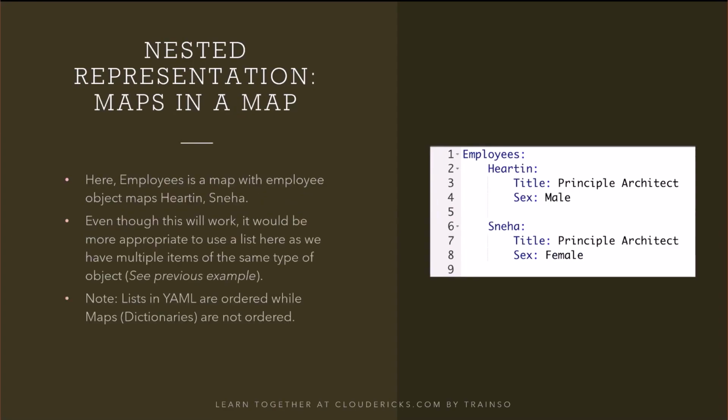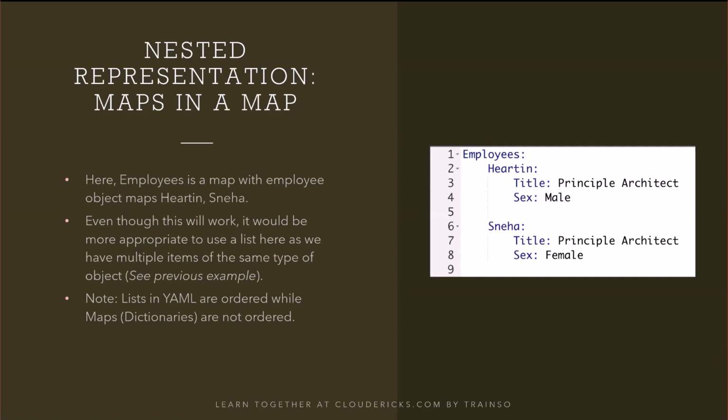So let us see another nested representation. Here we have maps in a map. Employees is a map. And inside the employees map, we have two other maps, Hartin map and Sneha map. Here, Hartin and Sneha are the keys or properties of the employees map. Please note that even though this will work, it would be more appropriate to use a list here as we have multiple items of the same type of object.